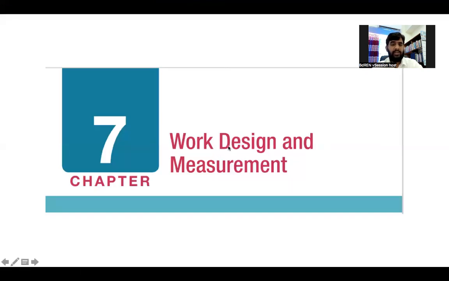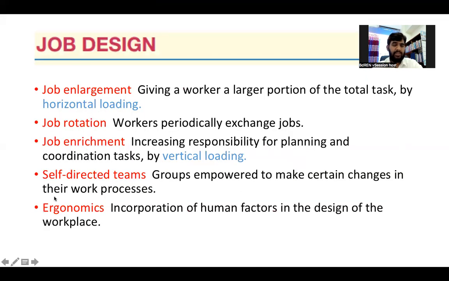Maybe you have learned something about work design from your human resource management course, for example, job rotation, job enlargement, job enrichment. So these are the three terms you may know from your human resource management course. Do you have any idea about job enlargement? What is this? Do you have any idea? Rohit, do you have any?